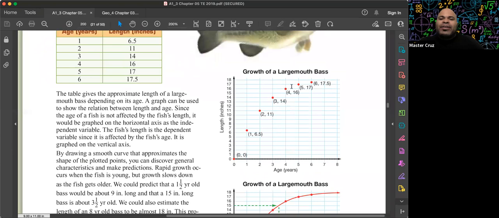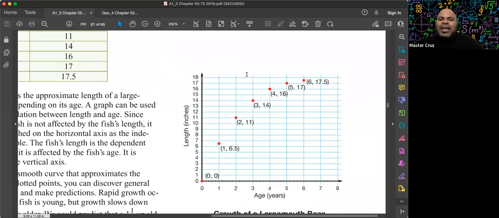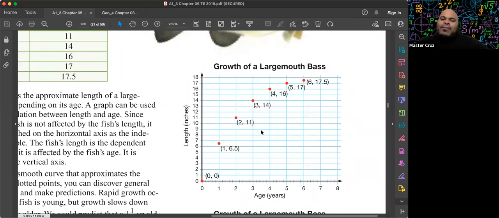So on the right-hand side, you can see that we created a graph with the name of the table, growth of a largemouth bass, or bass, I should say. But the age is the x-axis, like it was on the x side of the table, and the length is the y-axis, and you can clearly see the units in parentheses. These are years and these are inches. So if we take a look at the beginning, obviously, when 0 years have passed, it has not been born yet, so it starts at 0, 0.